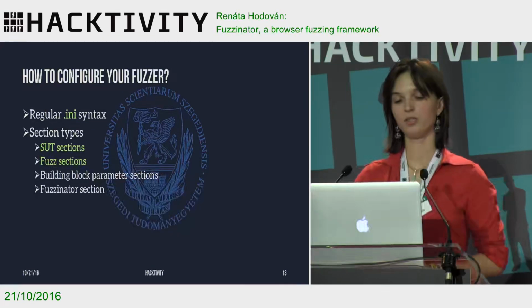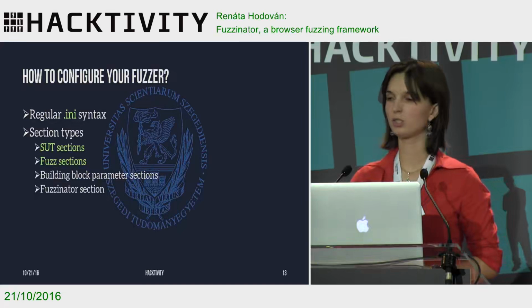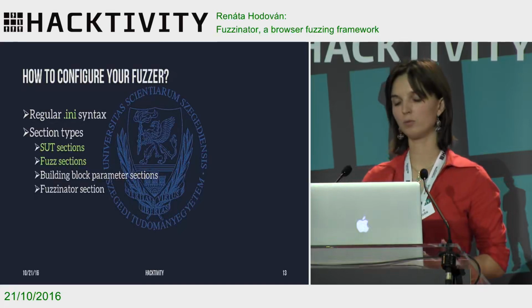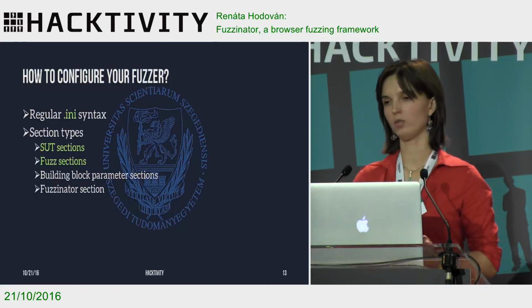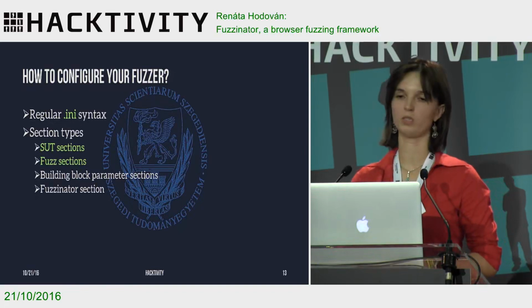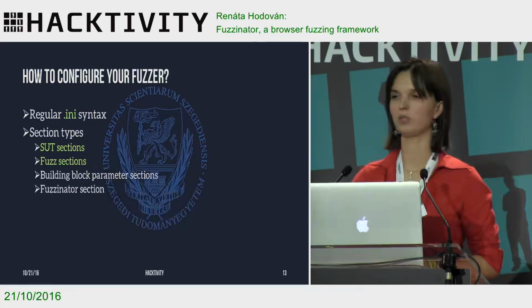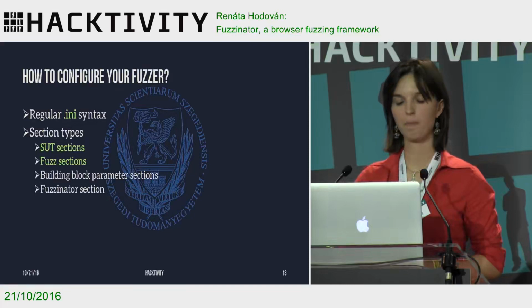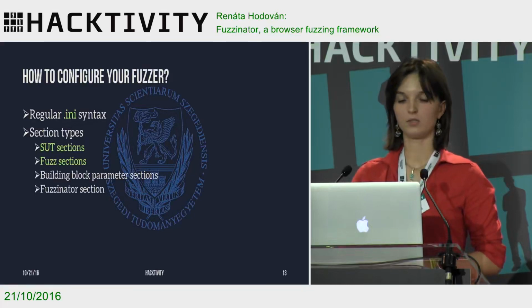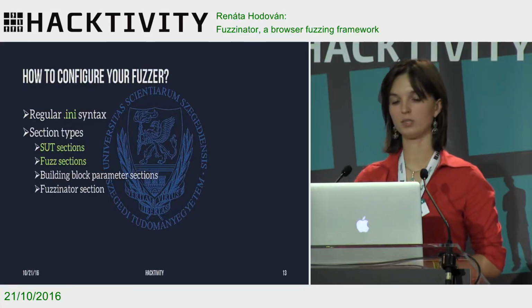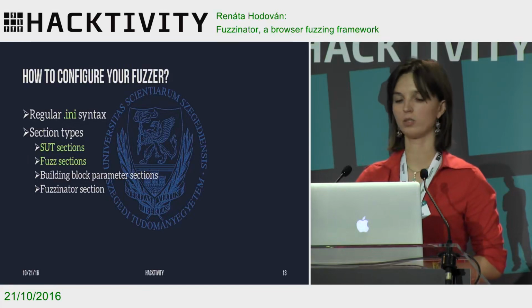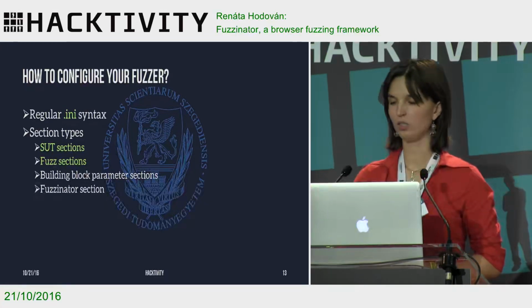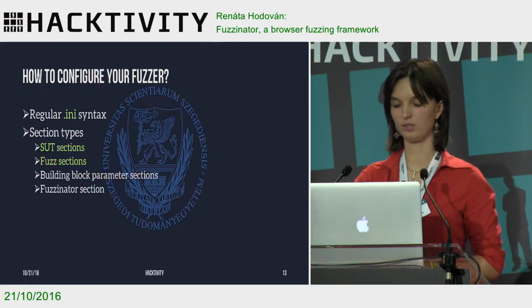And last, you can have a global Fuzzinator section, which describes global information about it. For example, you can give the database URI of the database that you would like to save your issues into. And the further sections will describe the parameters of the previously mentioned building blocks, but we will see an example soon.